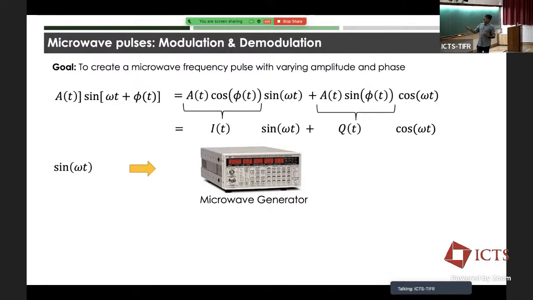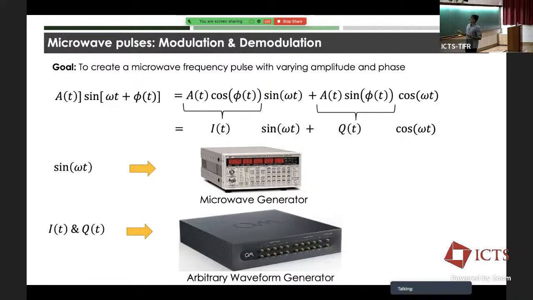So you create this using a microwave generator. I have shown one particular example here. There are many ways to do that. And then for creating I(t) and Q(t), you use something called an arbitrary waveform generator. Here you need a little bit more flexibility because these can, in principle, be different shapes depending on exactly what you're trying to do.